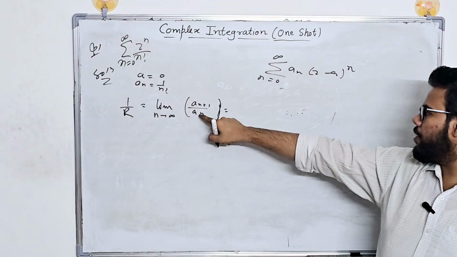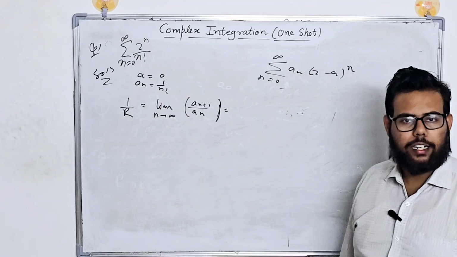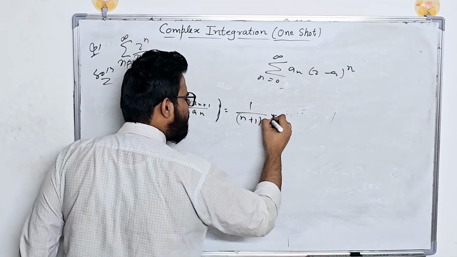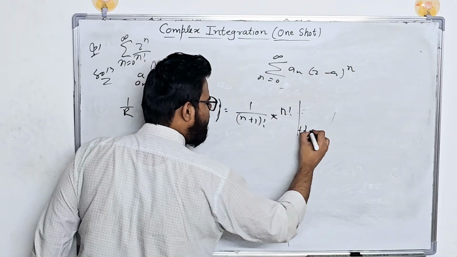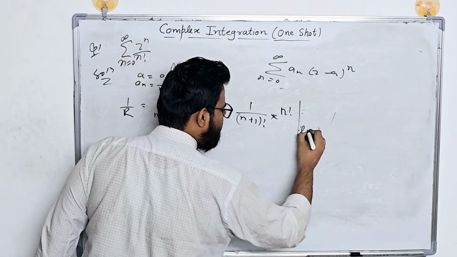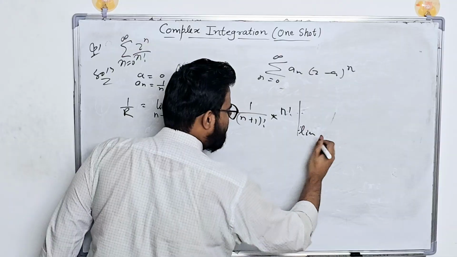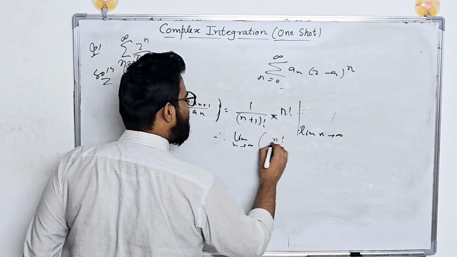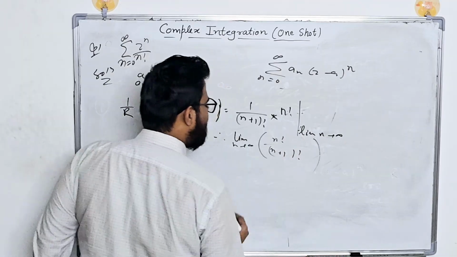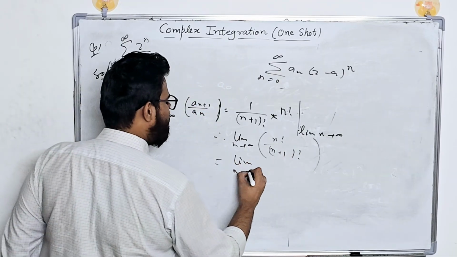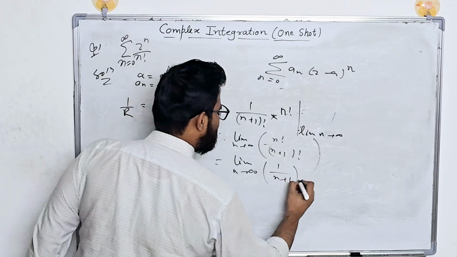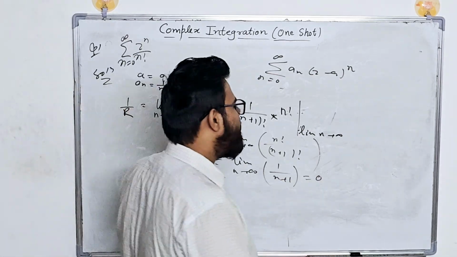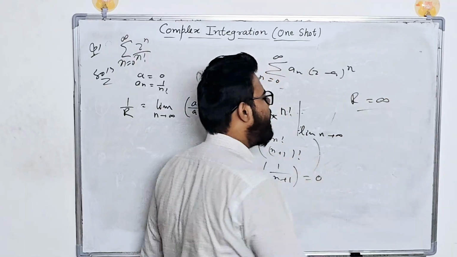So it is equal to a_(n+1) divided by a_n. So what is a_n? a_n is equal to 1 upon n factorial, right? So it is basically 1 upon (n+1) factorial times n factorial as the limit tends towards infinity. Hence the limit as n tends towards infinity of the quantity n factorial divided by (n+1) factorial is equal to the limit as n tends towards infinity of 1 upon (n+1), which is equal to 0, right? Hence 1 upon R is equal to 0, hence R is basically tending towards infinity, right?